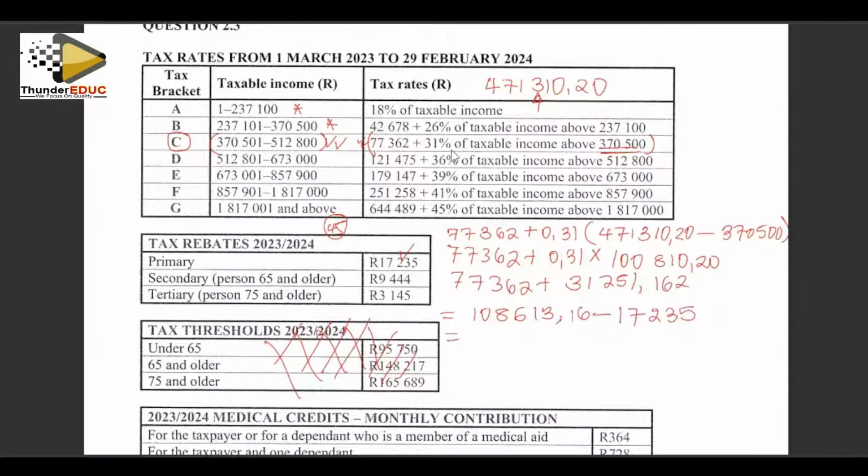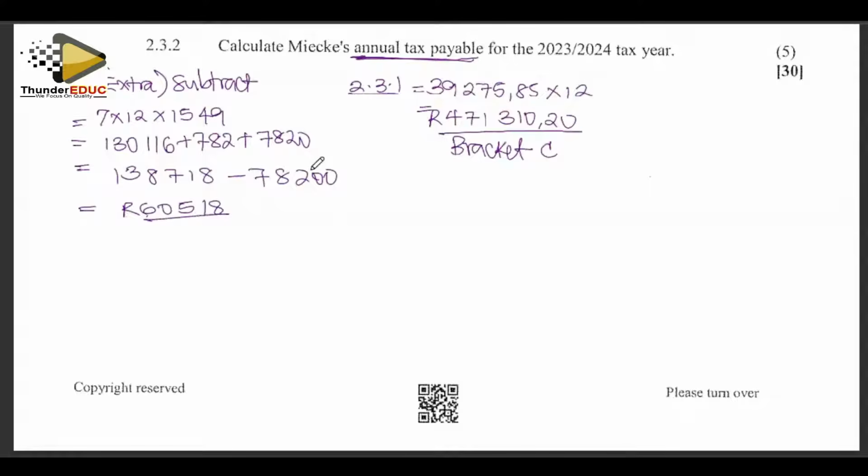And our final answer became 91,378 rand 16 cents. That was the answer. Calculate annual tax payable. That's how we calculate the annual tax payable. But they ask for monthly. This is when you divide by 12. Okay, let's continue to the other question. That marks the end of question number 2.